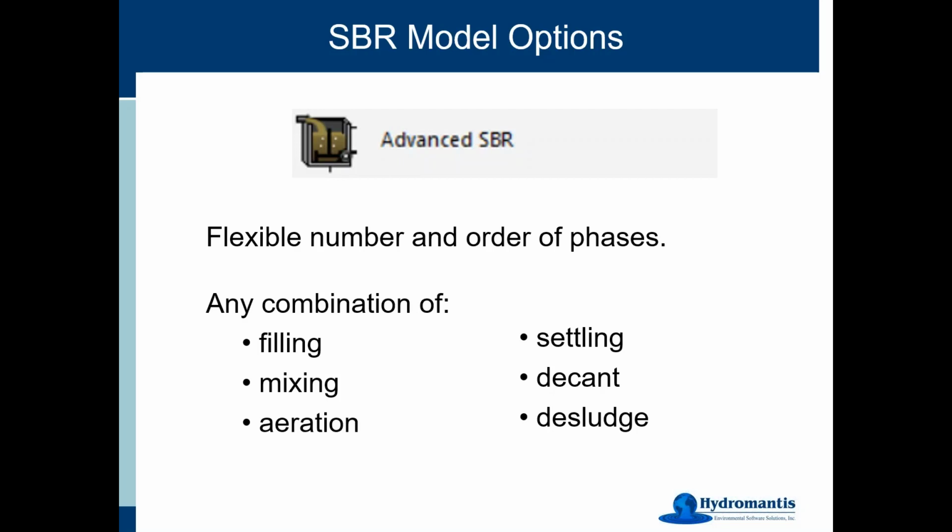So basically you could, for example, do a filling phase and then have an anoxic period of time where you're just mixing. Then you could aerate, then you could go back to having another anoxic period and then aerate again. You could do that more sophisticated BNR type of stuff in an SBR context, but you would definitely need the advanced one to do that. And so you have to set a few more things to make that happen, but that flexibility is there for you.